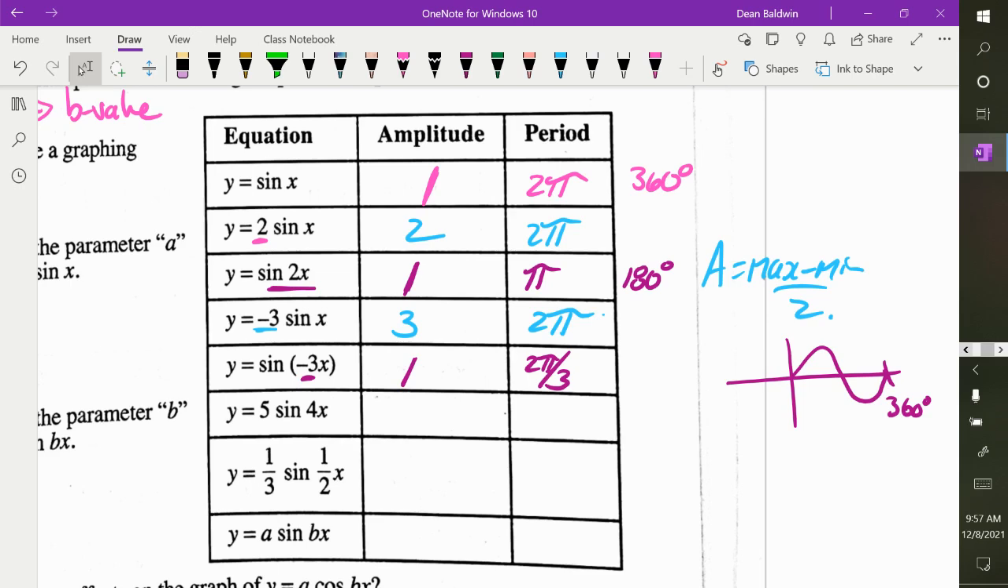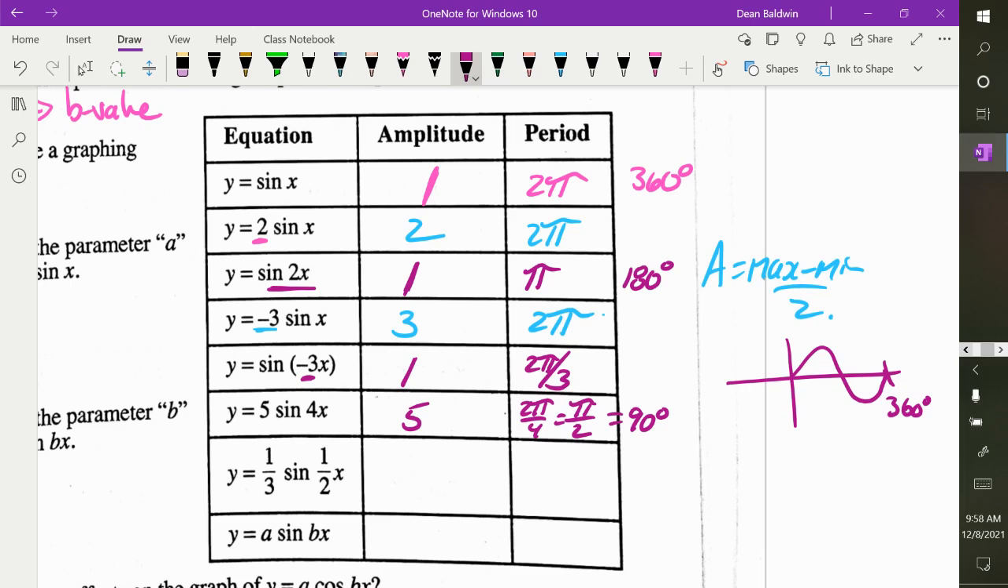All right, next one. What's the amplitude? 5. What's the period? That's right. You could go 2 pi over 4, which is pi over 2. What's pi over 2, in degrees, sorry? 90 degrees. No, it's going to depend on the question. Yeah.